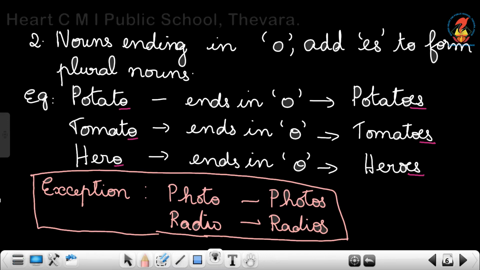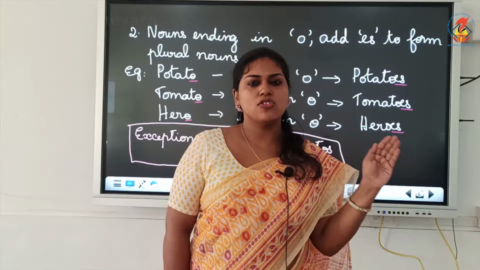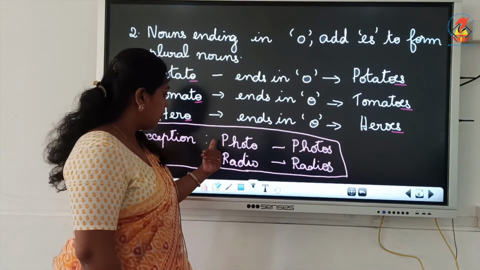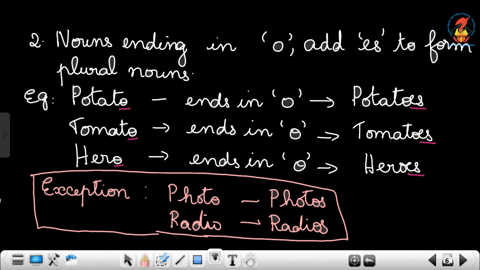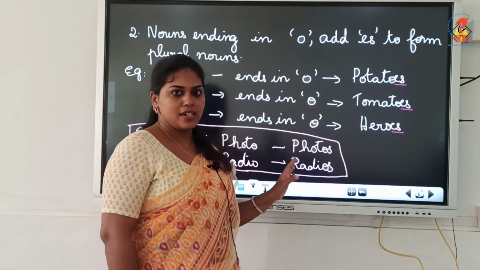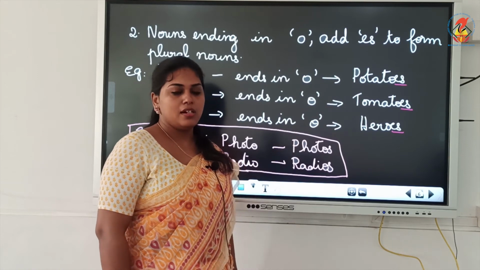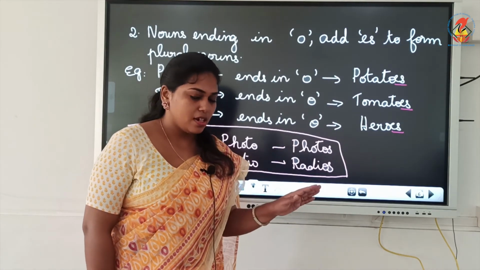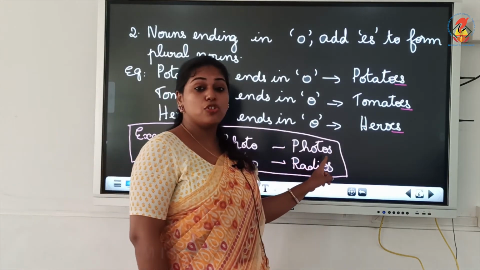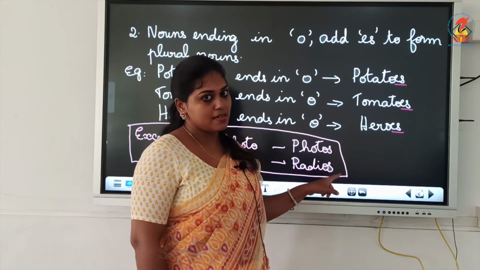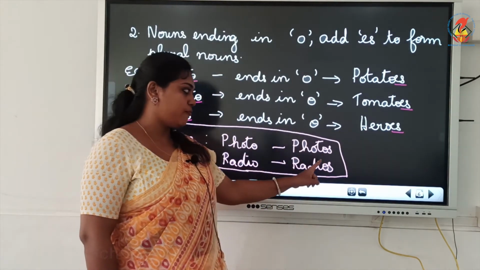Here also we have a few words which we have to keep in mind, which do not stick to this rule. Those words are photo. Photo is a noun which ends in o, right? It ends in o. So, as per our rule, it should be es, right? We have to write es to make it plural, but it is not. Photo is an exception. The plural form of photo is photos, where we do not write e, we only write s.